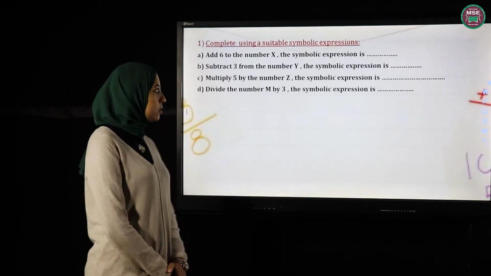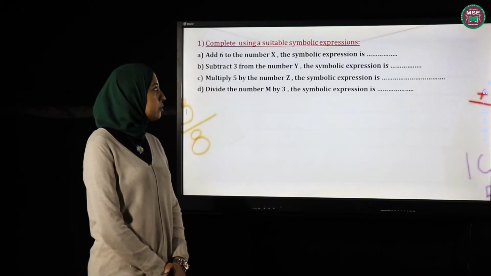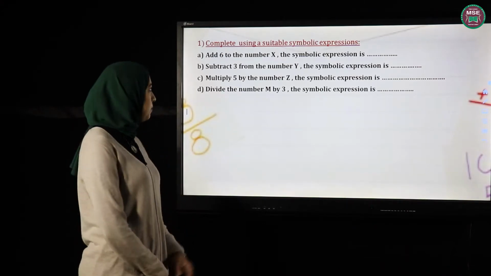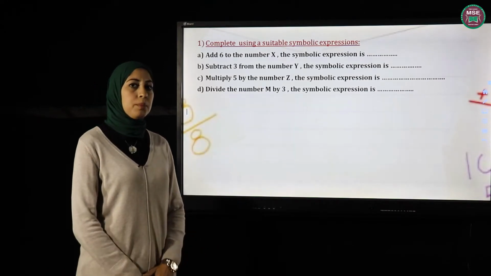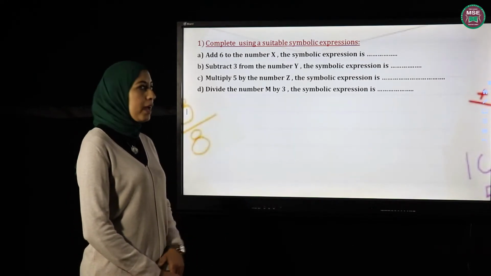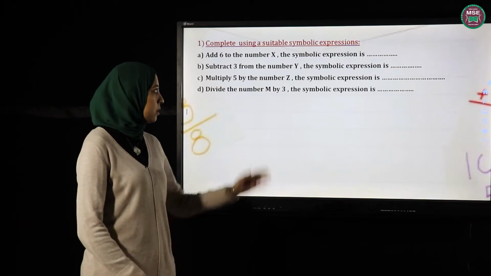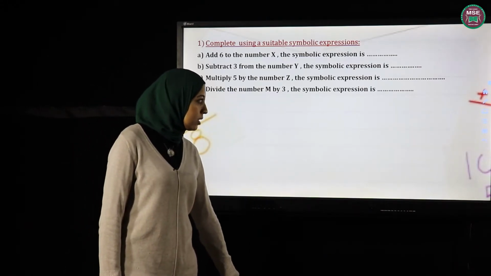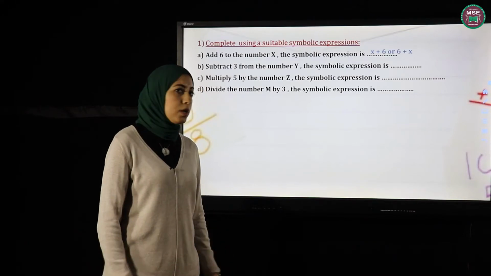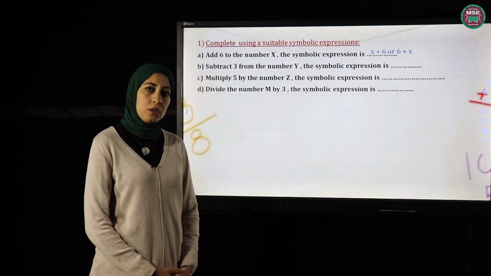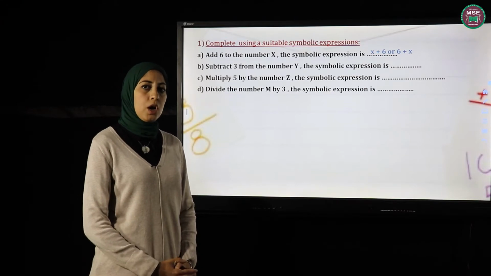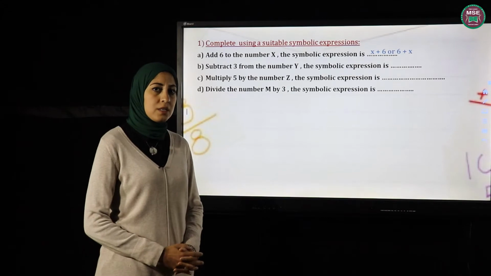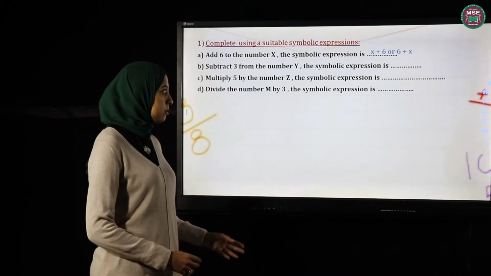Let's solve this question. Complete using a suitable symbolic expression. I want you to read the question very well. Add 6 to the number x. It's very simple. Add means addition, which means plus. The symbolic expression, I can write it 6 plus x or x plus 6. In addition, we have a commutative property. I can change the place of the numbers. It means x plus 6 is the same as 6 plus x.